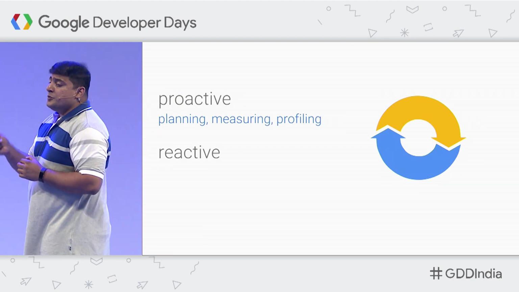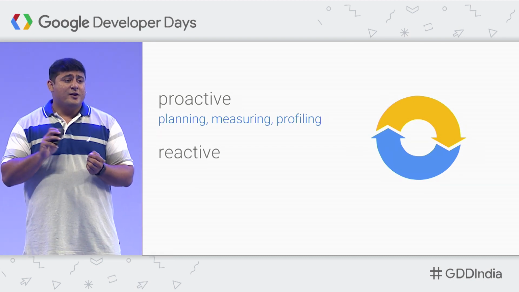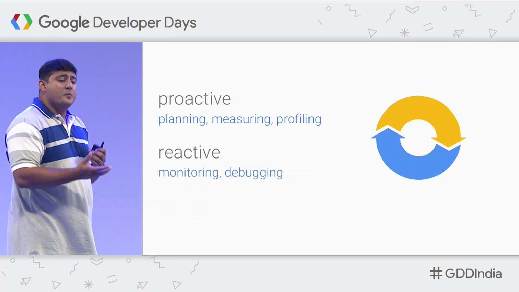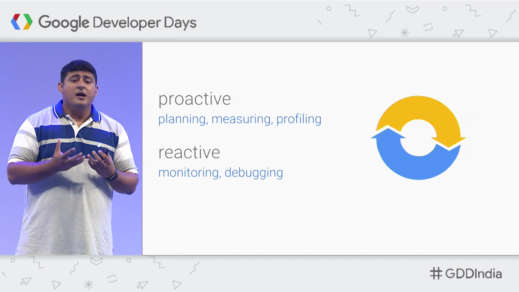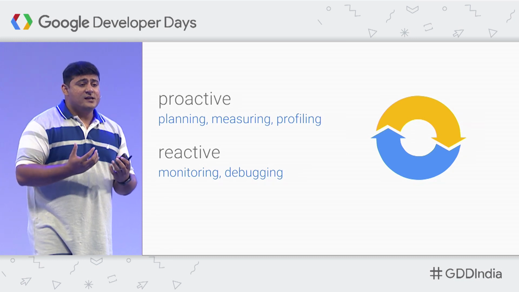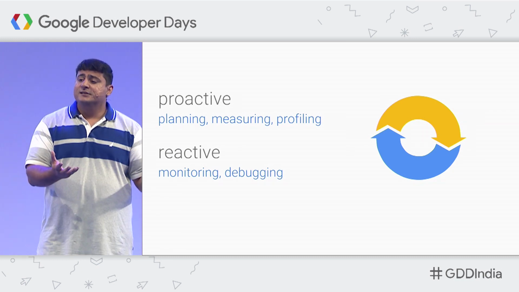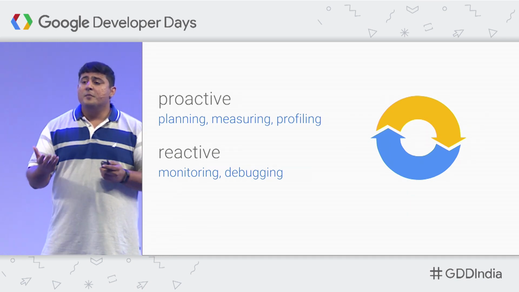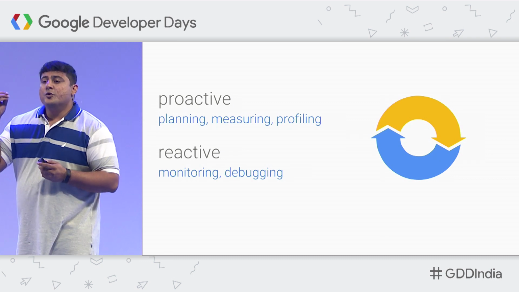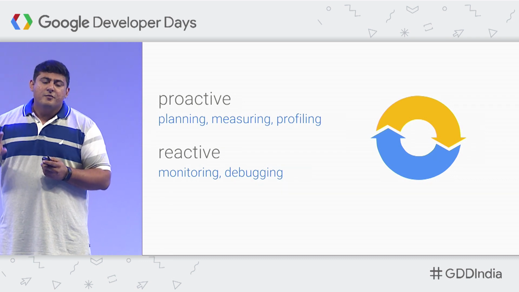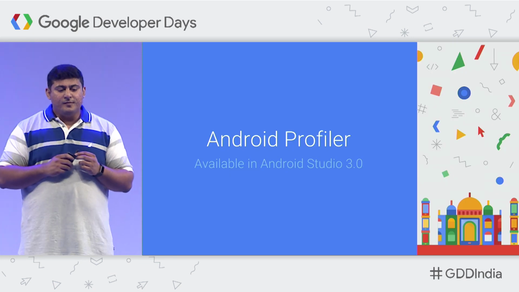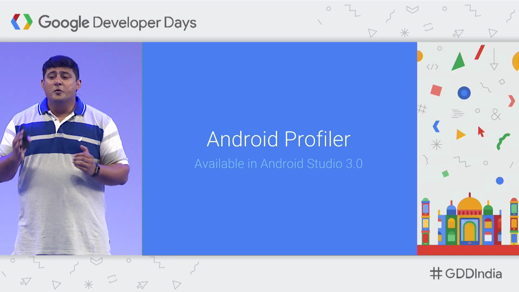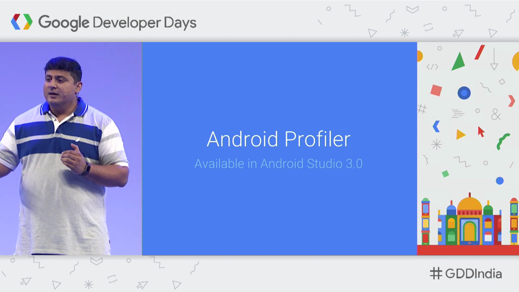And once you publish your app, that doesn't mean that your job ends there. You need to continuously monitor and debug any issues that are coming. So once you roll out your app to millions of devices and users are starting to use it, you need to take that data and start improving upon areas that you find the app is lacking at. I'm going to talk about some of the tools and techniques that you can use to improve, measure, and profile your app.